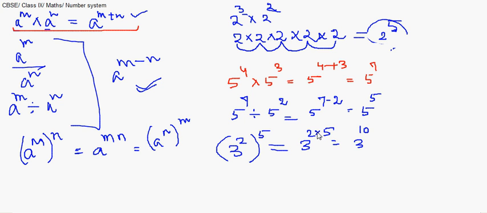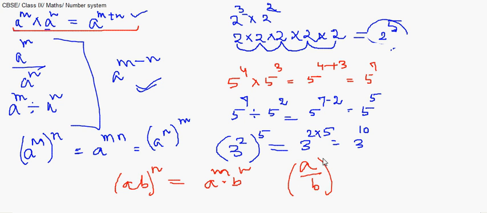Okay, I also need to share two more kinds of expressions. If I'm writing ab inside the bracket and externally you have a power n, that means it is a to the power n multiplied by b to the power n. The same thing with a by b to the power n, this is equivalent to a to the power n divided by b to the power n.